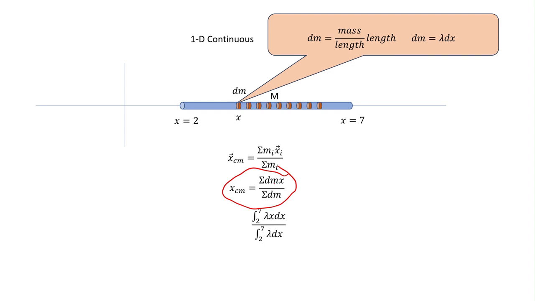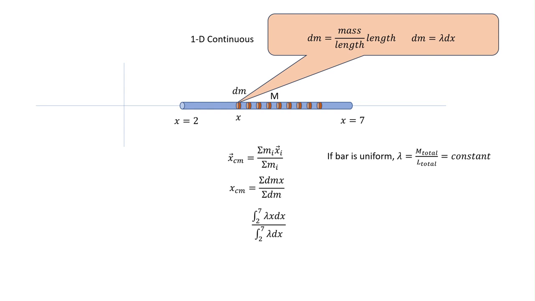Okay, so what do I do? I just plugged in for dm. Instead of dm, I wrote lambda dx. Up here, I need to multiply by an x, because there's an x here, so I threw an extra x up top. On the bottom, it's just the integral over dm, so I just plug in lambda dx. Okay, so this gives some number. Now you might say, wait a minute, what's lambda? What do I do about lambda?